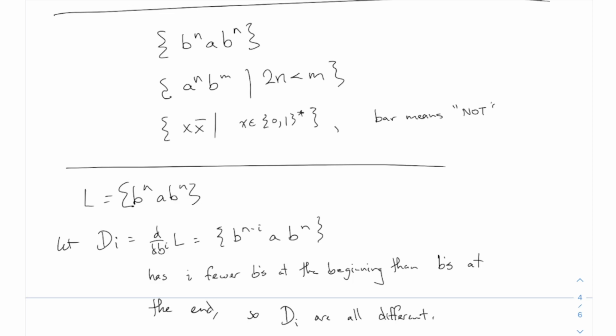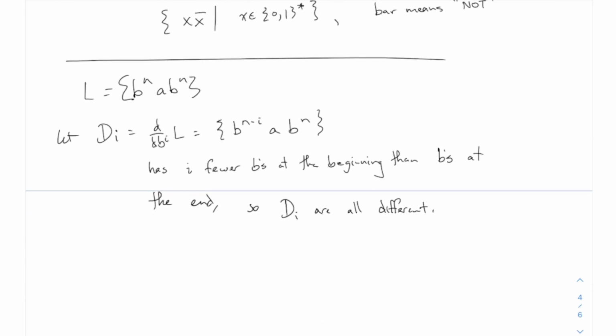All right, so the first one I think is the easiest of them. You should do the derivative with respect to b_i. Then it looks like this. And now I have a block of b's at the beginning and a block of b's at the end. And you can say that there are i fewer b's at the beginning than there are b's at the end. And so the d_i are all different.